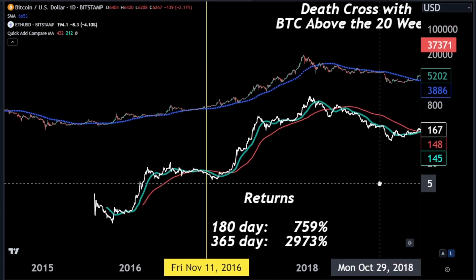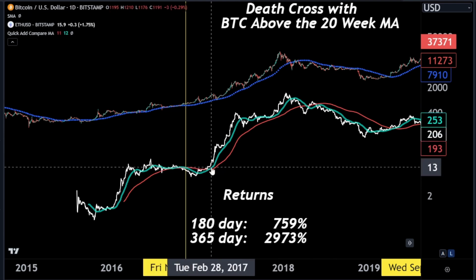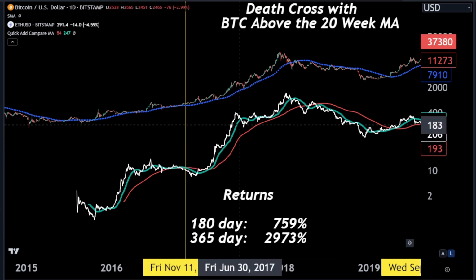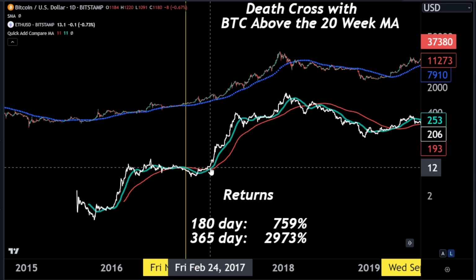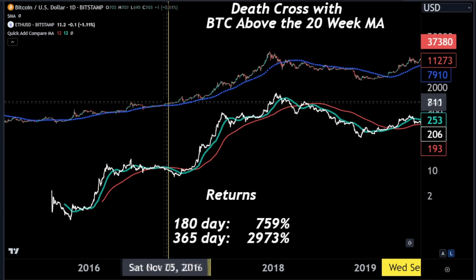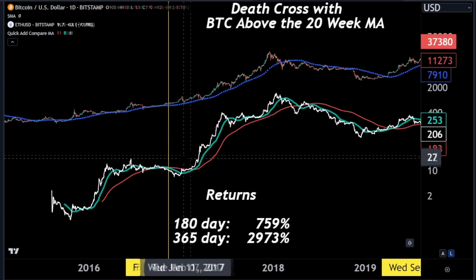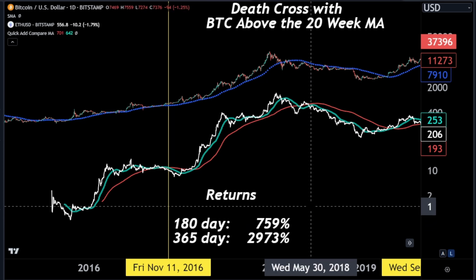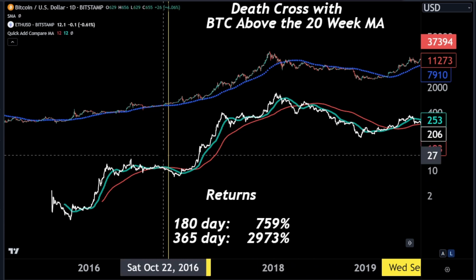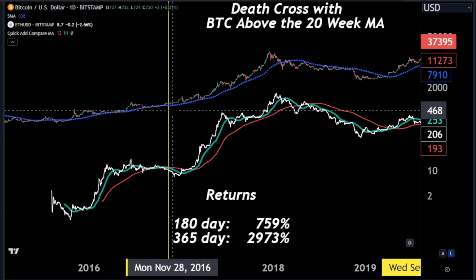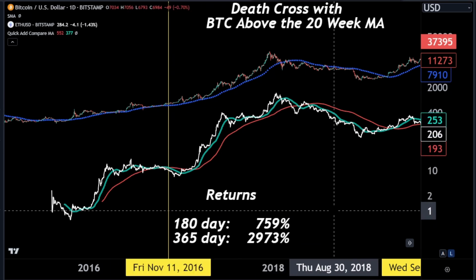So here we have Ethereum. We still have our golden cross and death cross. Here in green, we have our 50-day moving average, and in red, our 200-day moving average. So when Bitcoin is above its 20-week moving average, which is in blue here, and Ethereum makes a death cross, let's say, what are the results? We're just showing the results for this one individual event here. And you can see they were incredibly good results when there was a death cross at this point and Bitcoin was above its 20-week moving average. Ethereum had 759% 180-day returns and 2,973% 365-day returns.